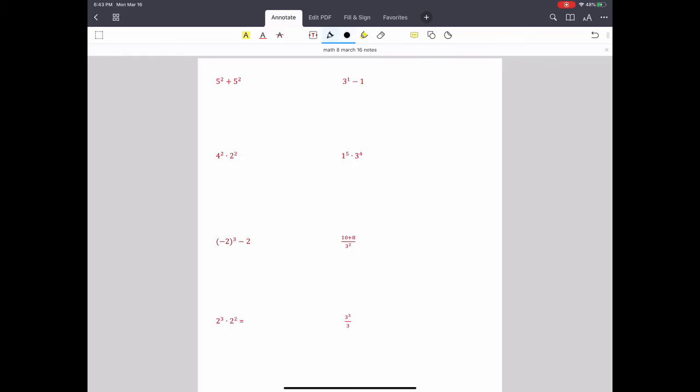Okay, so here we go for our answers here. 5 squared plus 5 squared is 5 times 5 plus 5 times 5, which is 25 plus 25, which equals 50. 3 to the 1 minus 1 is just 3 minus 1. That's just 3. You're going to multiply 3 by itself once.